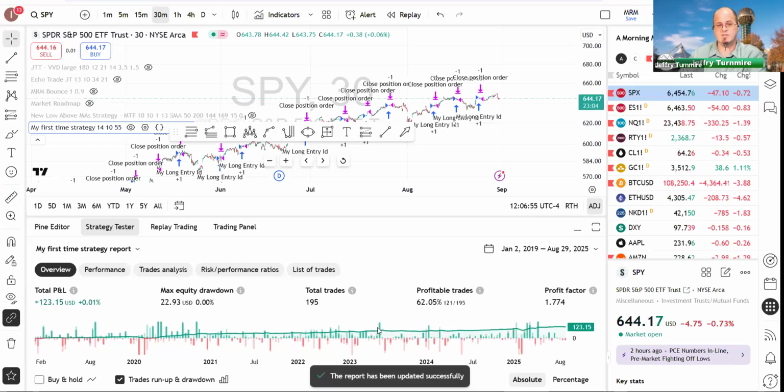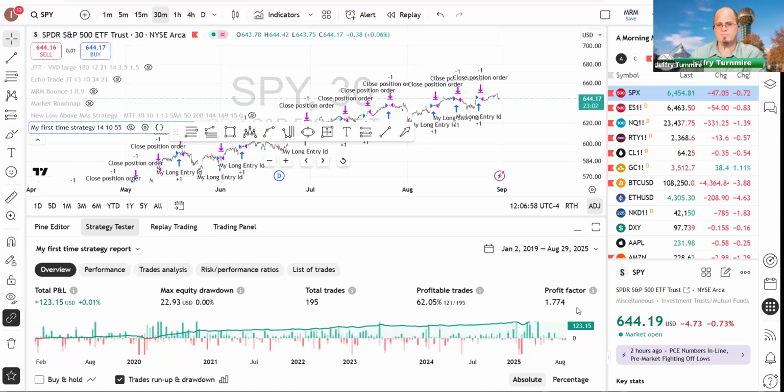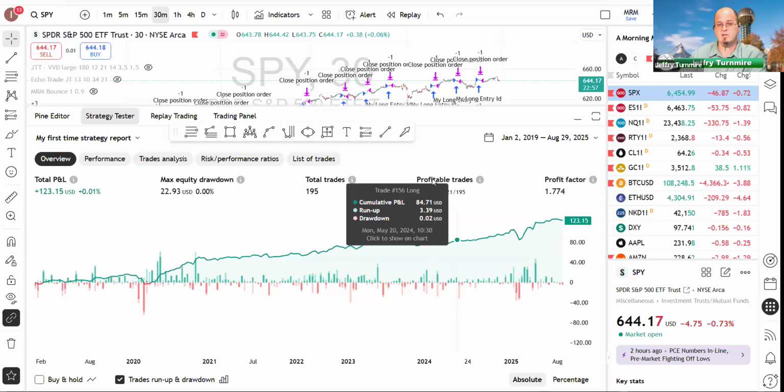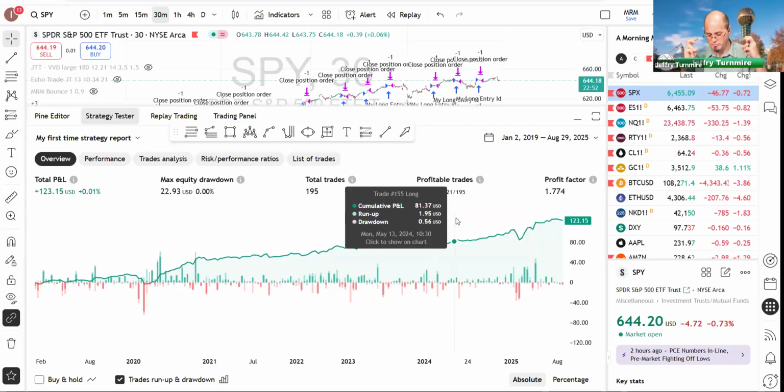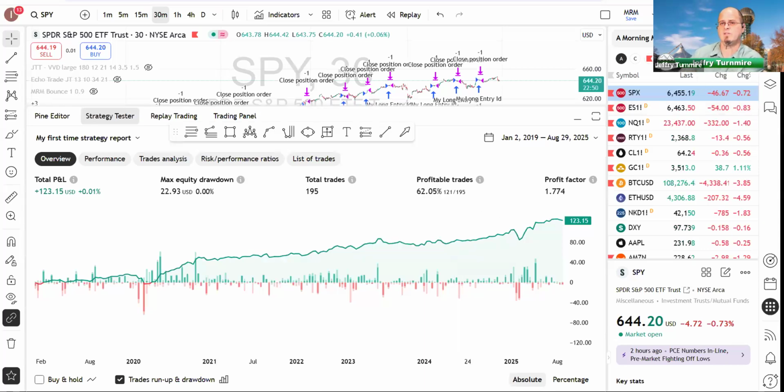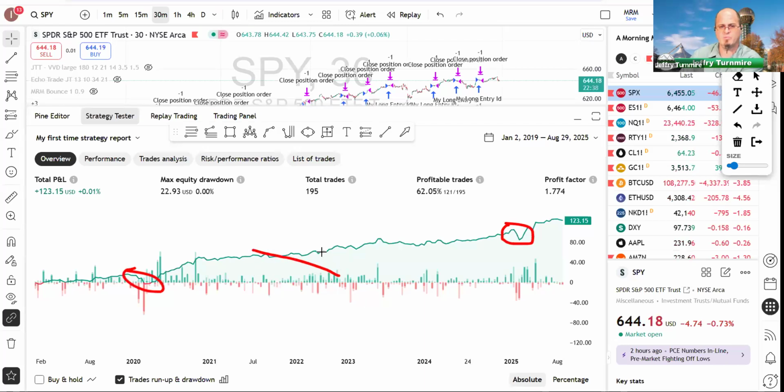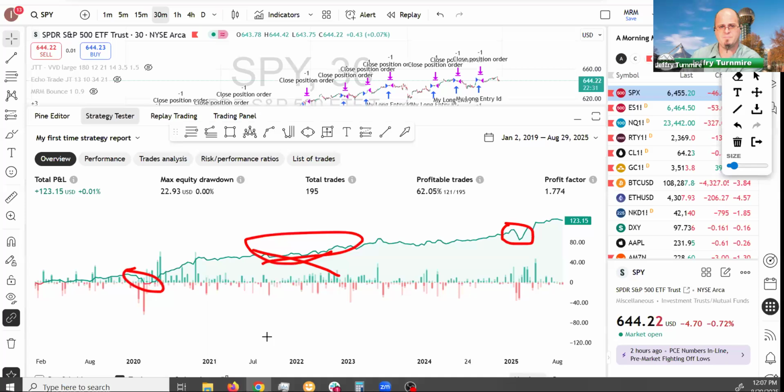62, 1.7. That's looking like pretty good numbers here. Now, still under 66.67, so it's not high probability, but it does win quite a bit. The periods of loss, we cut those down. Look back here in 2022, when we were just using the default, this cut out all that give back, all that drawdown right there.